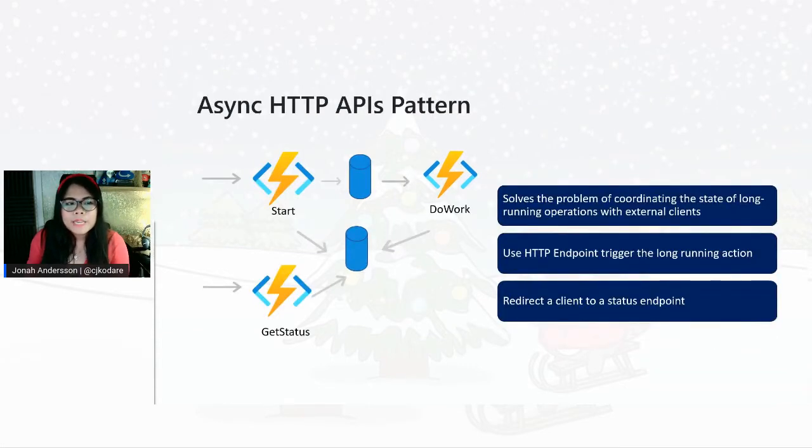The next pattern is the async HTTP APIs, which is used to solve the problem of coordinating long-running operations with external clients. You can use an HTTP endpoint to trigger the long-running action. You can also use this in any API endpoint, or if you want to get the status or response of your website, for example.